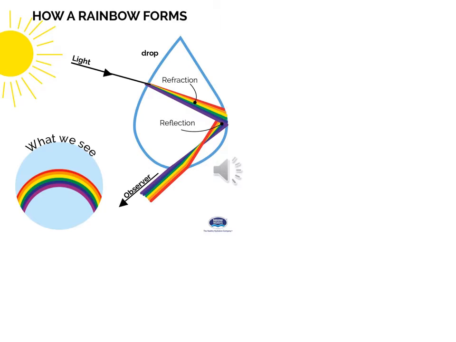Then it hits the edge of the water droplet and it actually gets reflected back into the water droplet. We're going to talk about reflection in just a few minutes. Then as it passes from the water droplet back out into the air, it bends again or is refracted again, and then what we see is we see the rainbow.